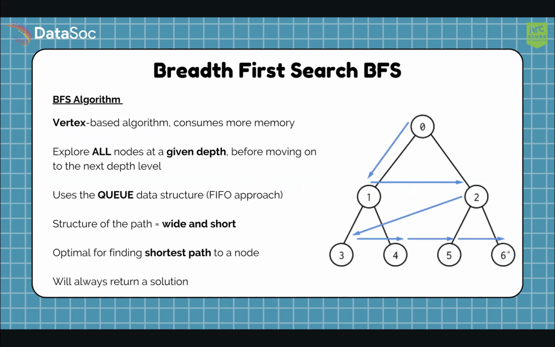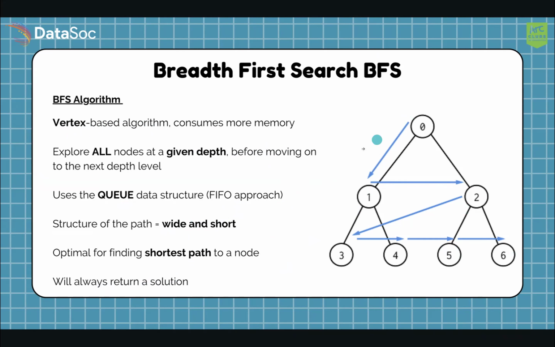So now let's look at our first algorithm, which is the breadth first search or BFS. The BFS is a vertex-based algorithm, so it consumes more memory. The idea behind it is that you explore all the nodes at a given depth before moving on to the next level. It uses the queue data structure as we just saw, right? First in, first out. The structure of the path would always be wide and short. It's optimal for finding a shortest path to a node, and it's always guaranteed to return a solution, right?